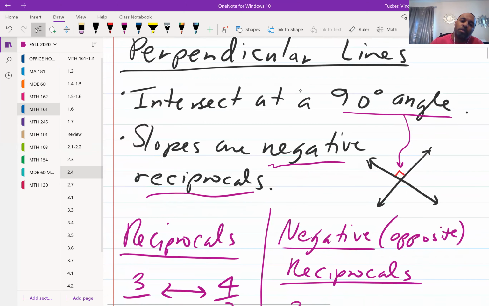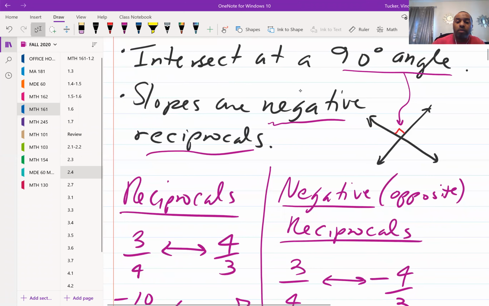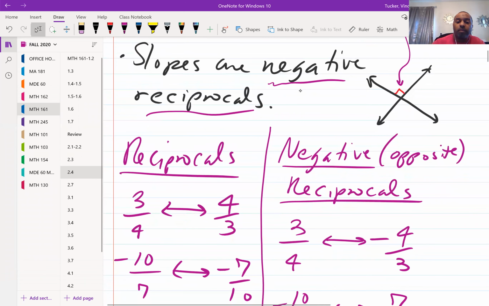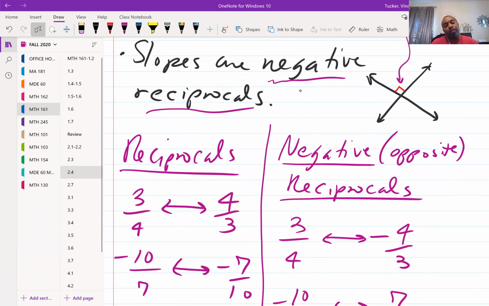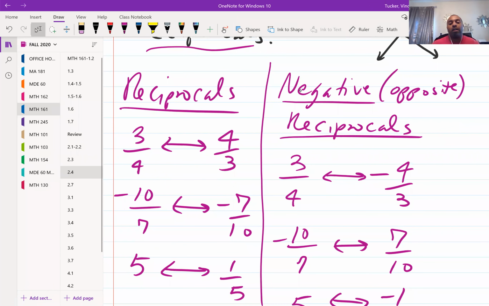All right, scrolling up. Let's make sure we're okay with what it means to be a negative reciprocal. Reciprocals are just flipping your fraction. So if I have 3/4, flipping that will be 4/3. So that's just a reciprocal. If I have -10/7, the reciprocal of that will be -7/10. The reciprocal of 5 is 1/5.